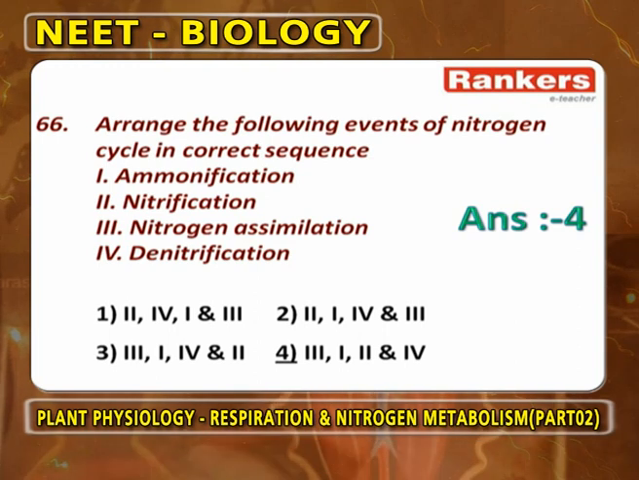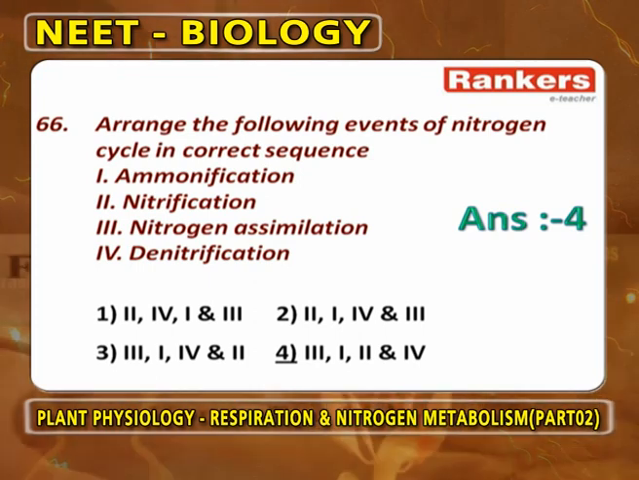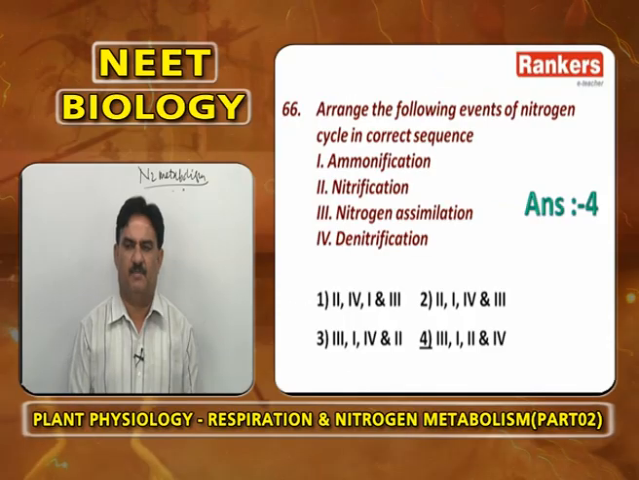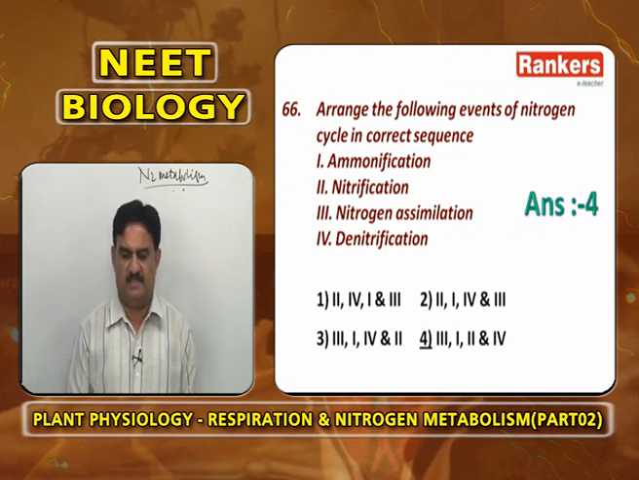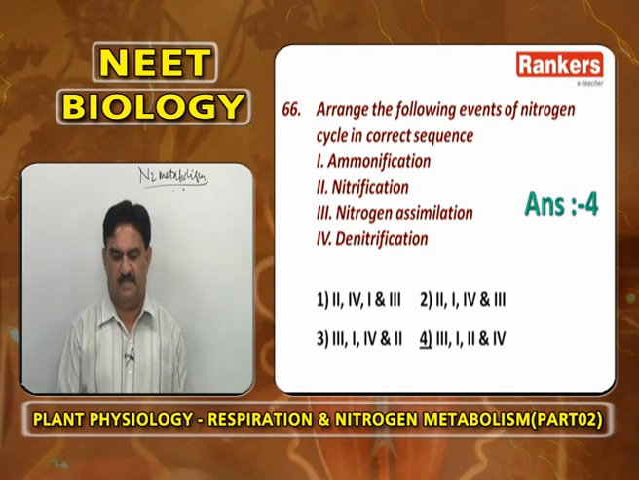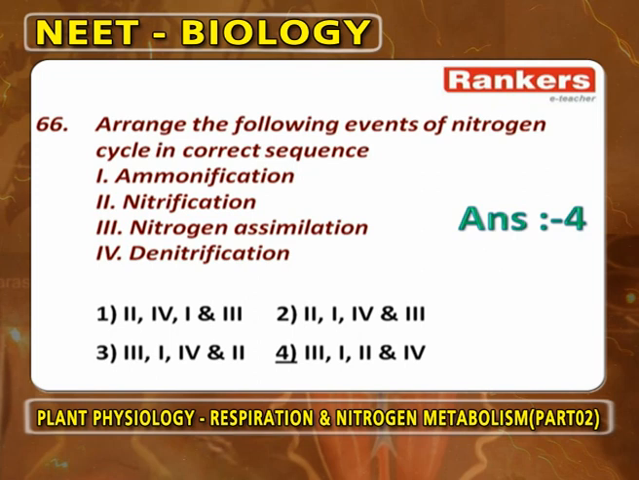Arrange the following events in the nitrogen cycle in the correct order: ammonification, nitrification, nitrogen assimilation, denitrification. Definitely first nitrogen assimilation, then ammonification, then nitrification, then denitrification. So the answer is 3 first nitrogen assimilation, 1 next ammonification, 2 next nitrification, and last the 4th one, denitrification. These are the 4 important steps in the nitrogen cycle.